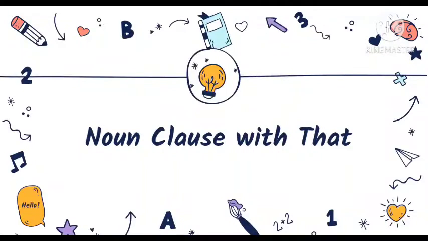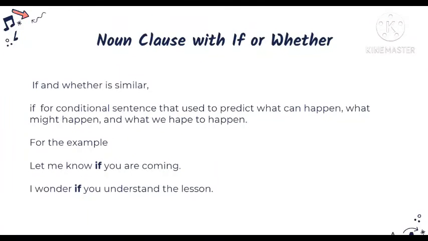The next one is noun clause with if, whether. Noun clause with that. Noun clause with if or whether. If and whether are similar. If is for conditional sentences, used to predict what happened, what might happen, and what we hope to happen. For the example, let me know if you are coming. There is if as a noun clause. And the next example is I wonder if you understand the lesson.